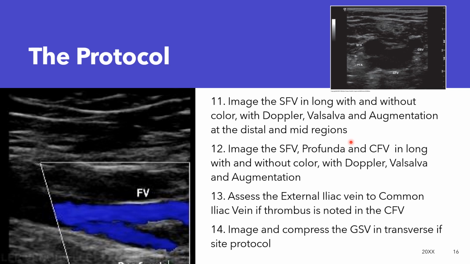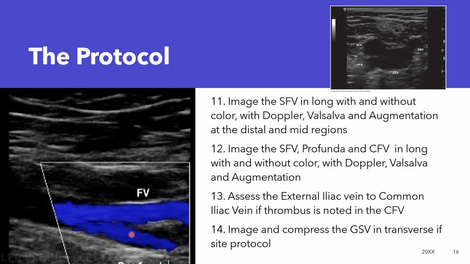At that point, you can demonstrate the superficial femoral, the profunda, and the common femoral all in one image. You would assess this in B mode with color, and color with spectral. You would take spectral at the proximal superficial femoral, at the common femoral, and in the profunda, and repeat that with augmentation and Valsalva in each of those 3 components. At that point, you've really assessed the deep venous system.